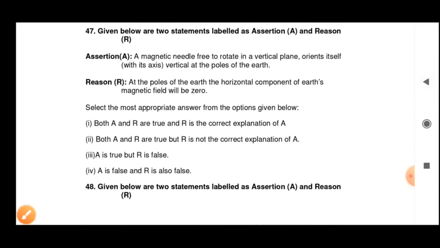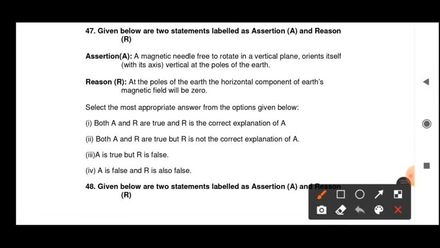Now let's see question number 47. A magnetic needle free to rotate in a vertical plane orients itself vertically at the poles of the earth. The reason given is that at the poles of the earth the horizontal component of Earth's magnetic field will be 0. Here, the assertion and reason both are true, and at the poles the magnetic needle orients itself vertically because the horizontal component of Earth's field is 0 there. So this is the correct reason and correct explanation also. So the first option will be correct here.